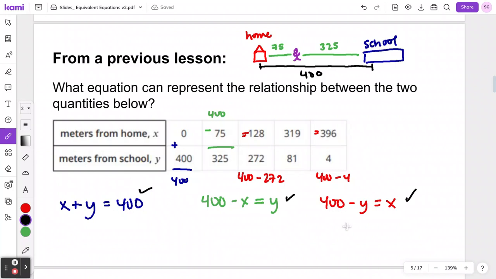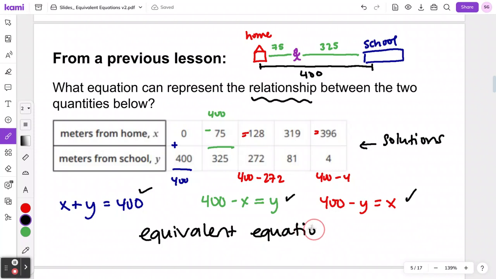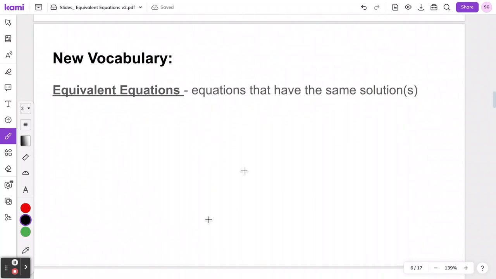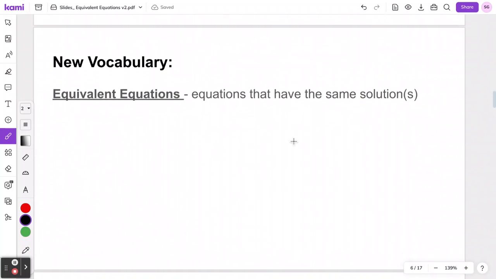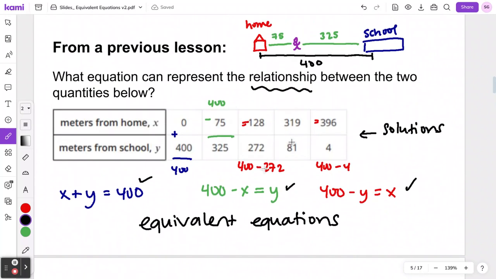And when you have multiple equations that look different but are still describing the same relationship and still describing the same solutions, we call these equations, you can probably guess it because it's the name of the lesson, equivalent equations. Equivalent equations are just equations that have the same solutions. Now, we can have equivalent equations like the ones above here that have two variables. I know when my equations have two variables, it means there can be more than one solution. Now, this table had 5 pairs of numbers that are solutions, but we know there are many, many more.